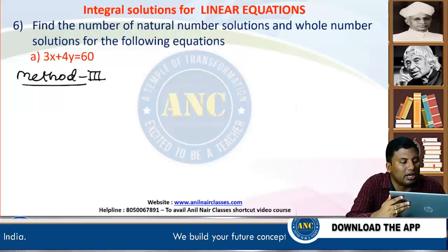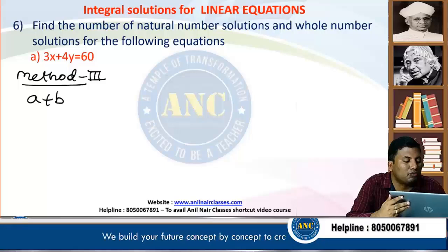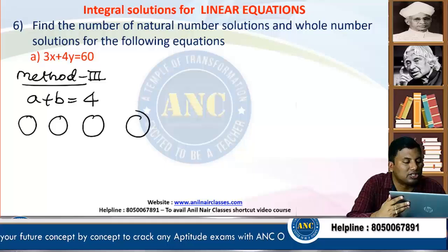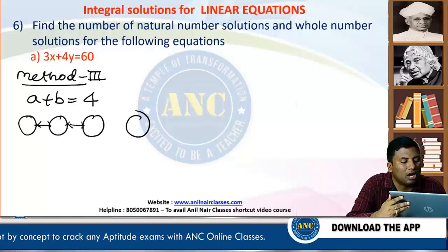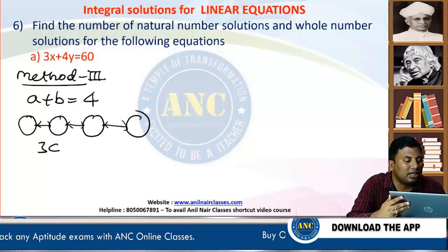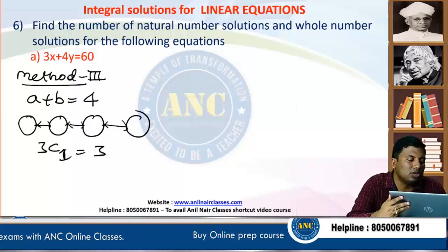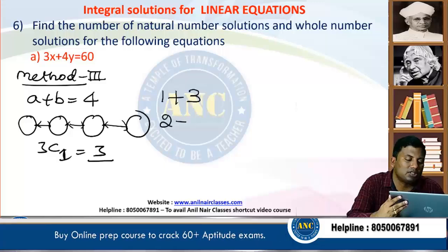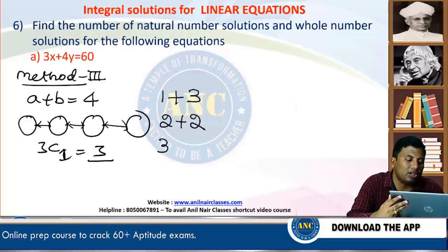Now see here. a + b = 4 means there are 4 balls. There are 3 gaps. Out of 3 gaps, select any one gap and I will get a solution. 3C1 is 3. What are the solutions? 1 + 3, 2 + 2 and 3 + 1.